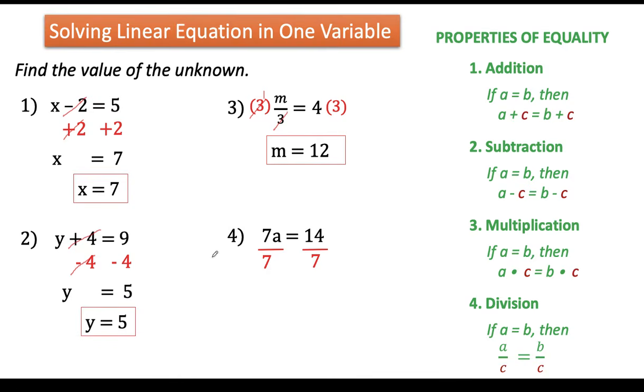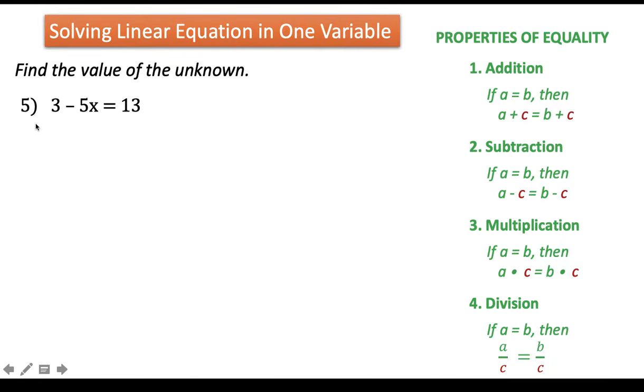So to simplify this, 7 divided by 7 is equal to 1, and 1 times a is a. On the other side, 14 divided by 7, we are left with 2. Therefore, the value of a is equal to 2.